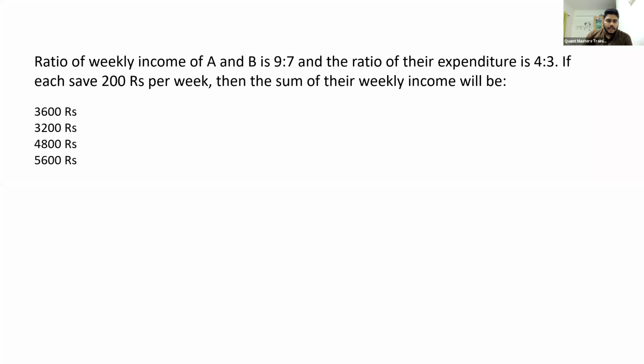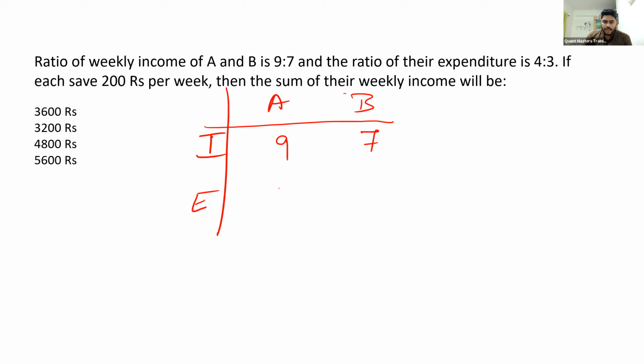Ratio of weekly income of A and B. They have given us 9:7. And expenditure, they have given us 4:3. Now they're telling us they're saving 200 each.